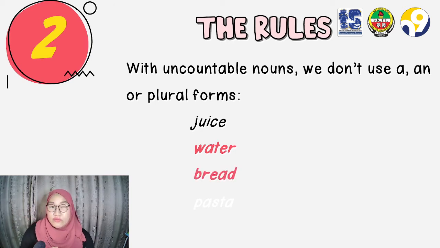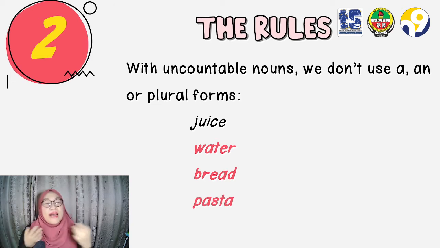And then we have bread. If you have sikit roti, banyak pun bread also. You don't put S at the end. And the last one is pasta. So if you have a little pasta, but if you have a lot of pasta also, you cannot say pastas. That's wrong. Alright? Because pasta is an uncountable noun. So you don't put any S at the end.